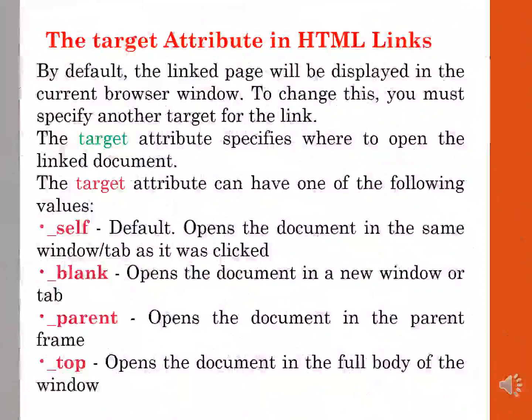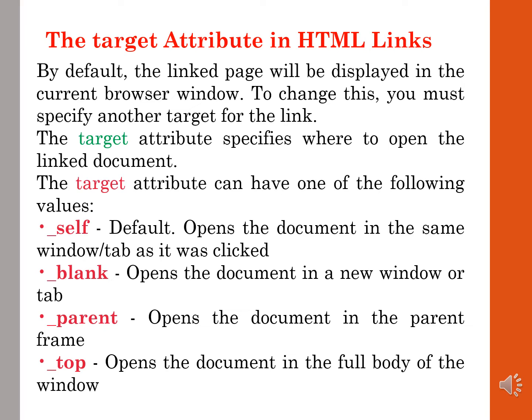Now let's see the target attribute in HTML links. By default, the linked page will be displayed in the current browser window itself. To change this, you must specify another target for the link. For example, if you want your link to open in a new tab, a new page, or within the same page, we can set it using the target attribute. The target attribute specifies where to open the linked document. It can have one of the following values.